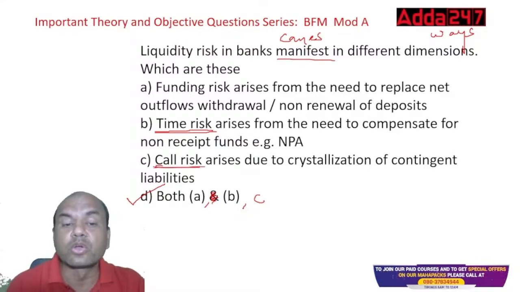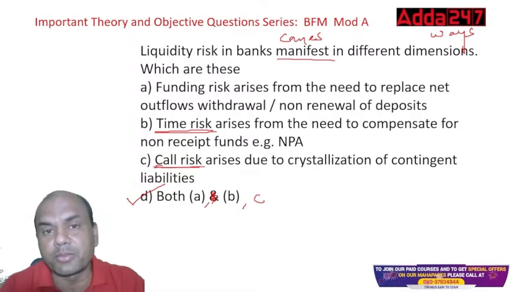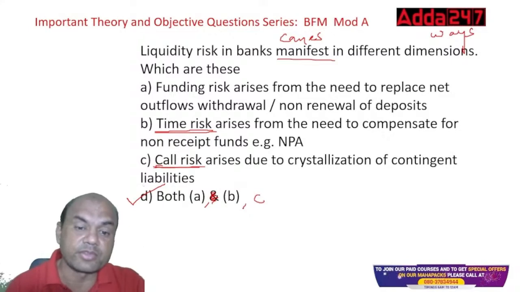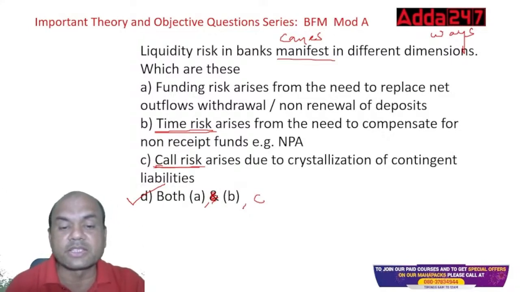Because if tomorrow there is a huge bank guarantee to be paid by you, then from where will you get the funds? Urgent funds. Okay. So actually it's A, B, and C.